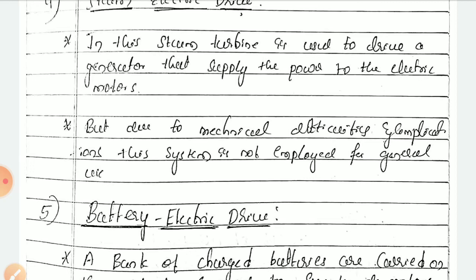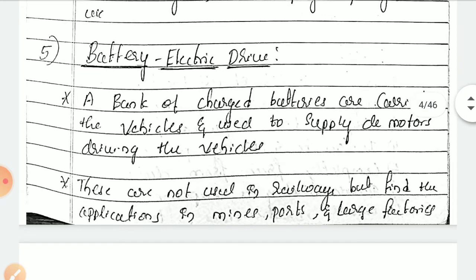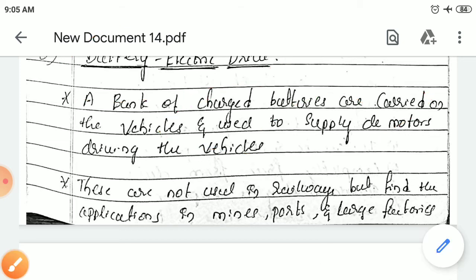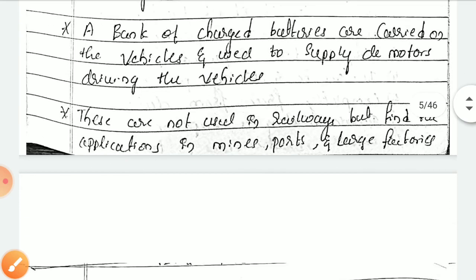Another type of electric traction system is the battery electric drive. Here, a bank of charged batteries is carried along with the vehicle itself. You carry these battery banks along with your vehicle, and they supply power to the DC motors driving the vehicle. These are not used in the railways, but find some applications in mines and large factories, where electric-driven vehicles are used.